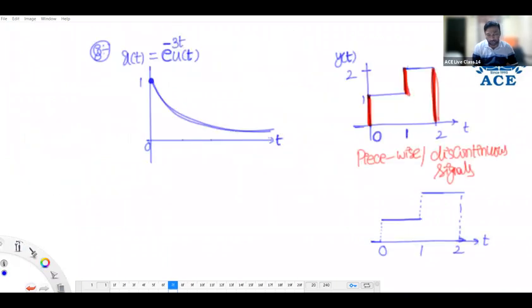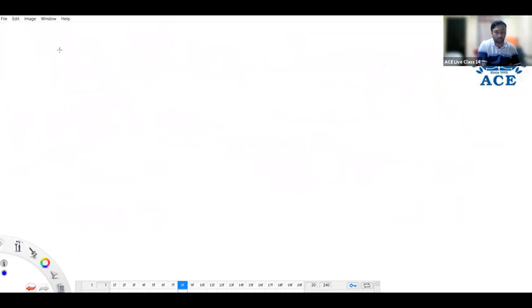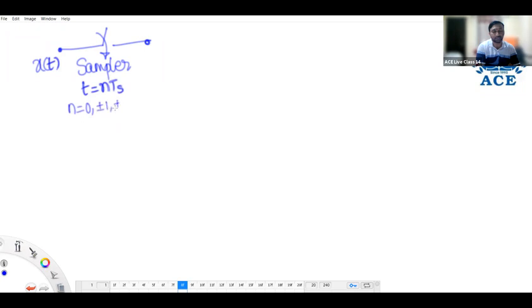To convert a continuous signal to a discrete signal, we are using a simple switch that is called a sampler, where t is replaced as nTs. n is any integer value. Ts denotes sampling time.